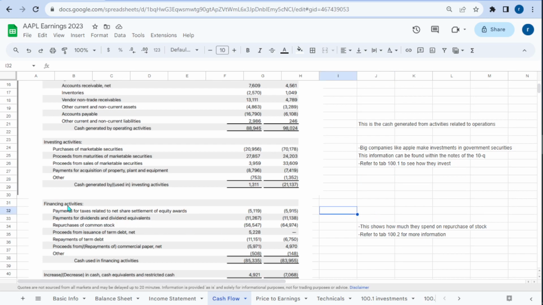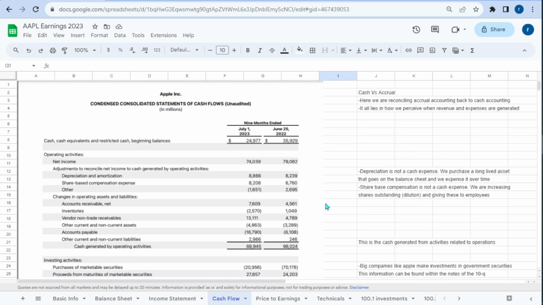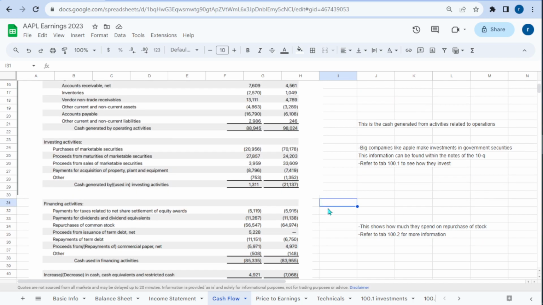And then right here, financing activities. So this is pretty much showing, they're spending money on the repurchase of stock. They're spending a lot of money. That's like 56.54 billion right there. But, the prior year, they spent some more money. They spent about 65 billion. So they're actually spending a little bit less here is how you can perceive that. And then I put right here, refer to tab 100.2 for more information.